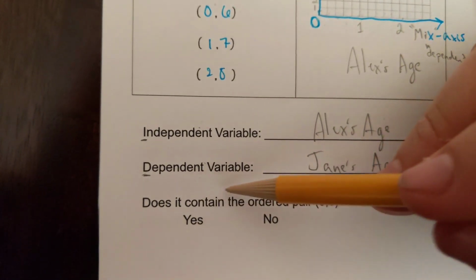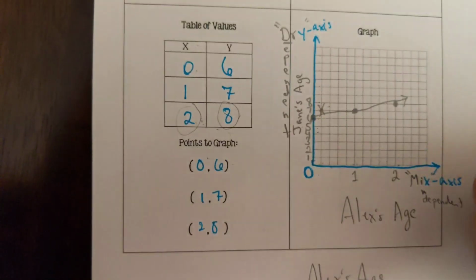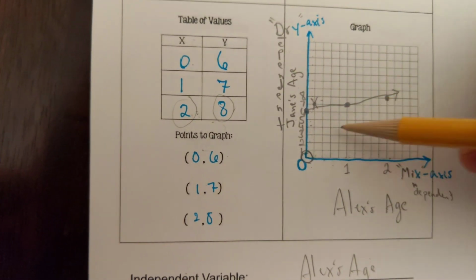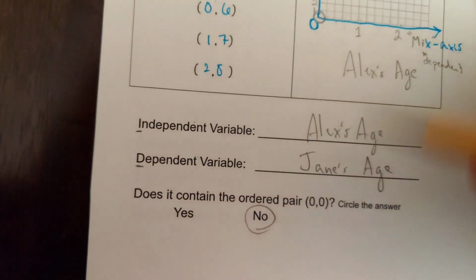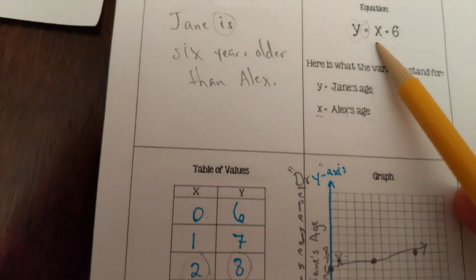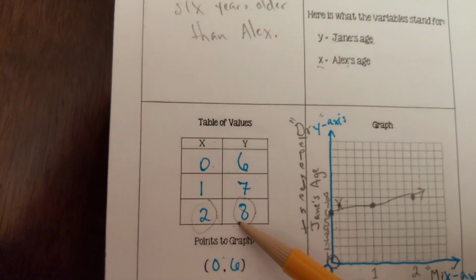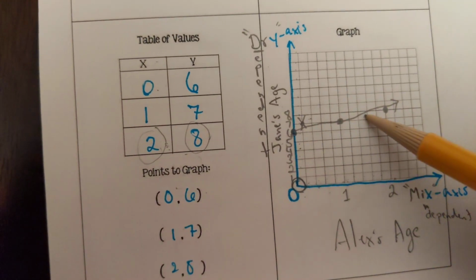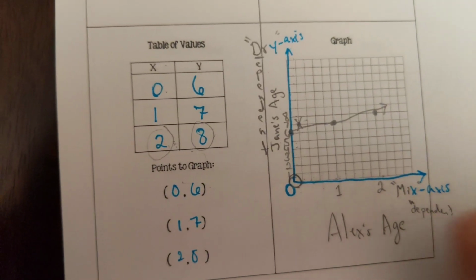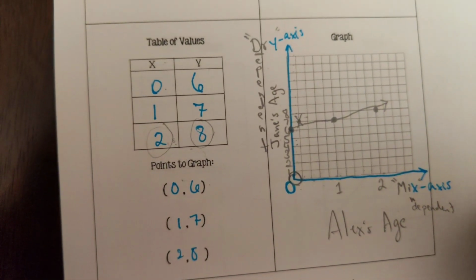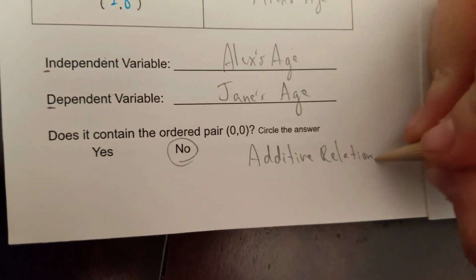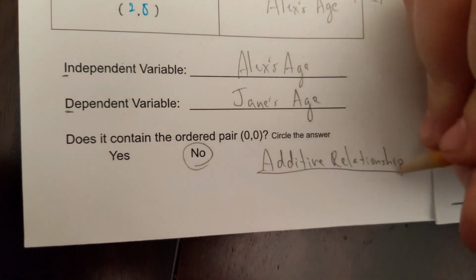And the question is, does it contain the ordered pair (0, 0)? Remember, (0, 0) would be this point right there, the origin, and this line does not go through the origin, so it does not contain the ordered pair (0, 0). Which means that if we did not have this equation or the pattern that we could figure out by looking at the table, then just by looking at this graph, it tells us that we have to call it an additive relationship. And I want you to write that right here, relationship, for your final step.